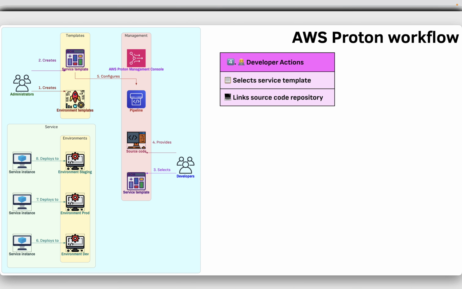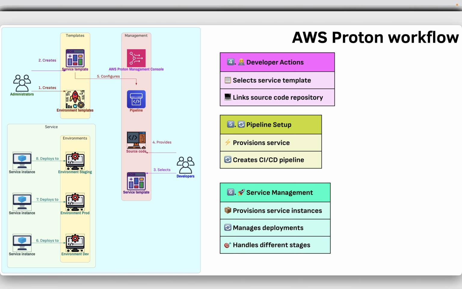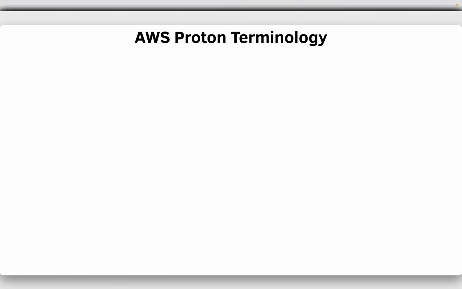As a developer, you select a registered service template and provide a link to a source code repository. AWS Proton provisions the service with a CI/CD pipeline for your service instances. AWS Proton provisions and manages the service and the service instances that are running the source code as defined in the service template. A service instance is an instantiation of the selected service template in an environment for a single stage of a pipeline. For example, it could be prod.